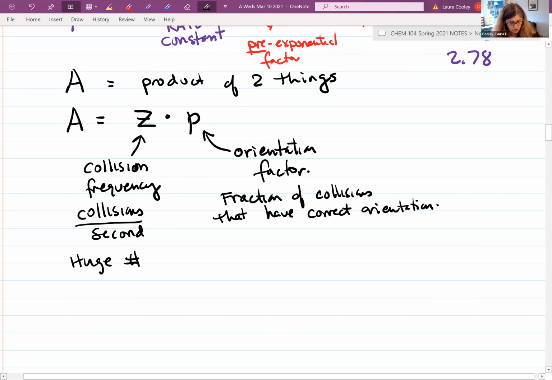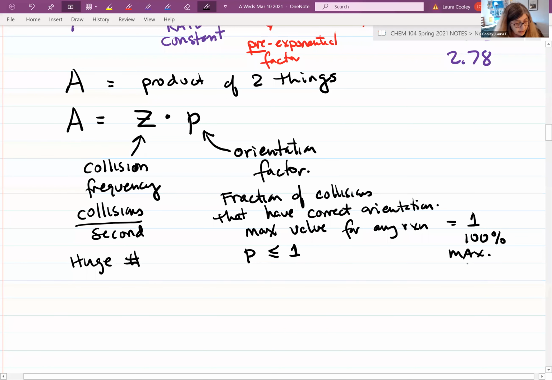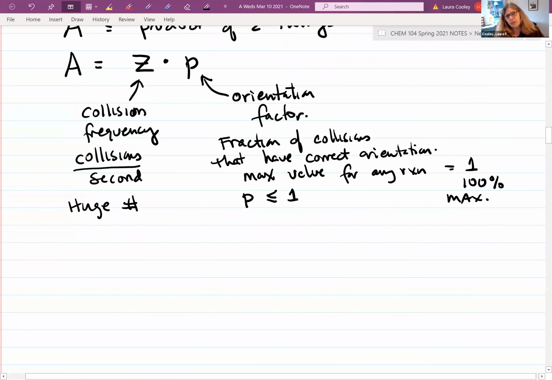So since it is the fraction of collisions with the correct orientation, its maximum value for any reaction is 1, which would mean 100% of collisions are successful. So this number P is less than or equal to 1. 1 is the maximum. Okay. So I'm just going to give you an example with some numbers, to show you the role of this orientation factor.